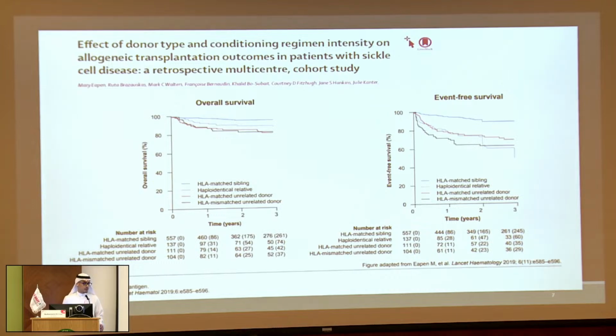But that's not true for the other kinds of alternative transplantation. If you look at the curves in this earlier study, of course, at that time, matched unrelated donor and haploidentical transplantation had lower outcomes, and you could see the gap of around 30% is significant, whether in overall survival or event-free survival.